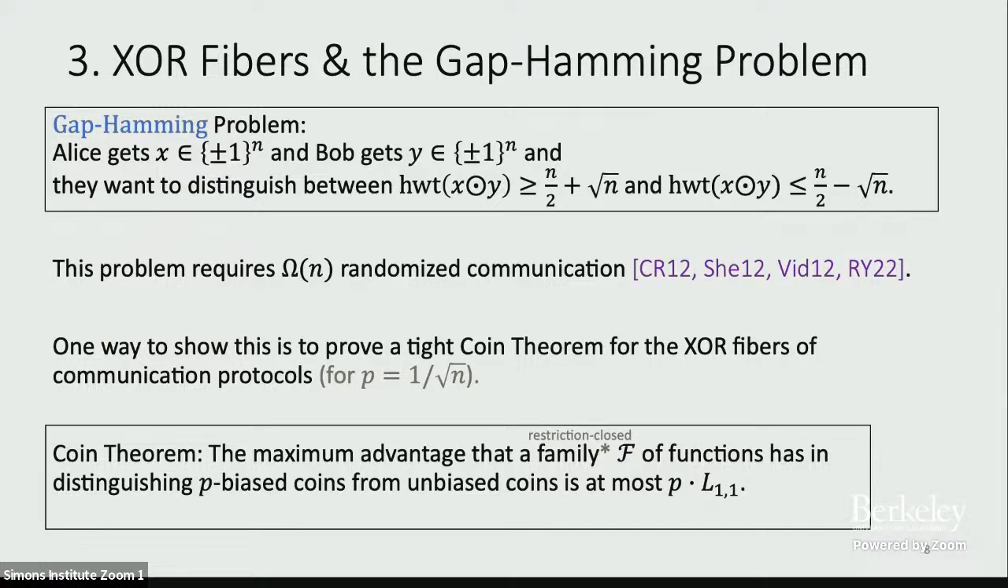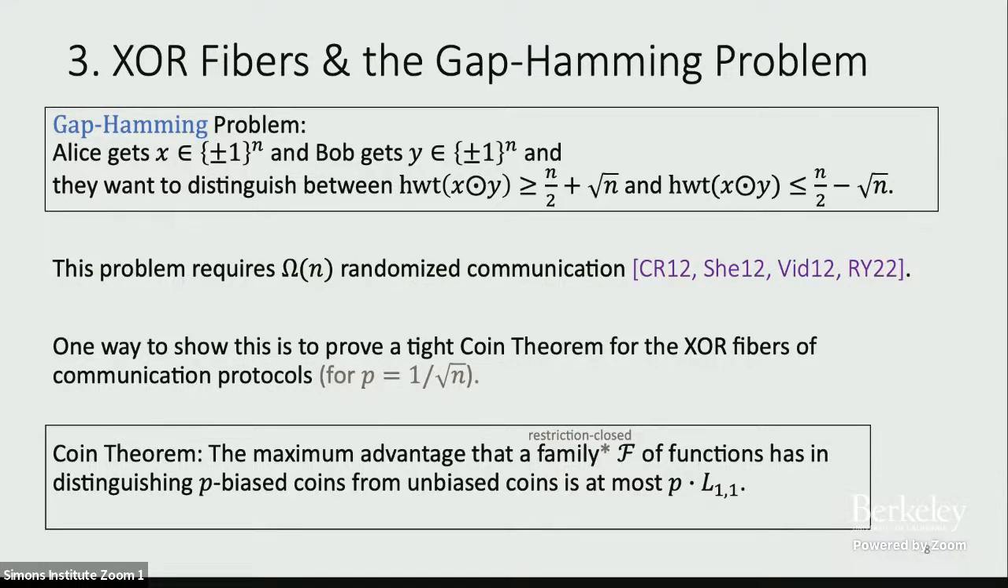The way I've phrased it is as an XOR problem. Here they want to see if the XOR of x and y has large Hamming weight or small Hamming weight, where this large and small differ by square root n. By Hamming weight, you should really think of the plus ones as 0 and the minus ones as 1. So this is the gap Hamming problem, and this is a very well-studied problem, and there are a number of different proofs that this problem requires omega n randomized communication. And one way of looking at this lower bound is through coin theorems.